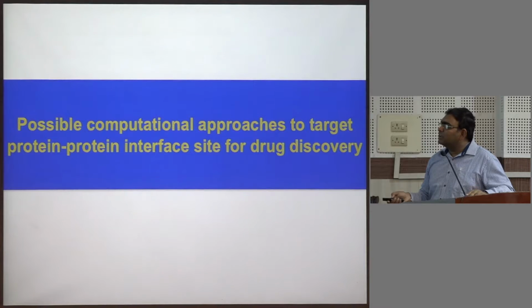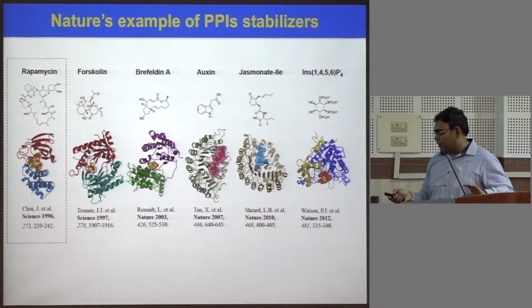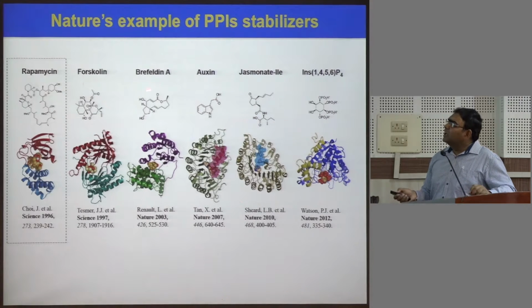So what are the examples? Possible computational approaches to target interface sites for drug discovery. We need examples from nature itself. Since many of you are working in plant science, this is a classic example. Auxin, how it works. Auxin works by binding a protein so that it can provide the facility whereby another protein can bind. Rapamycin is one of the classic examples. I am giving you more examples on rapamycin because I worked on it.